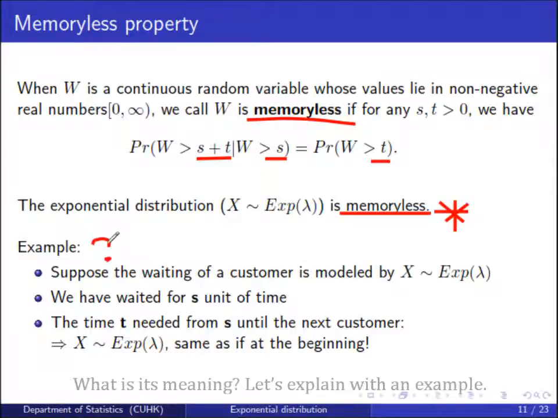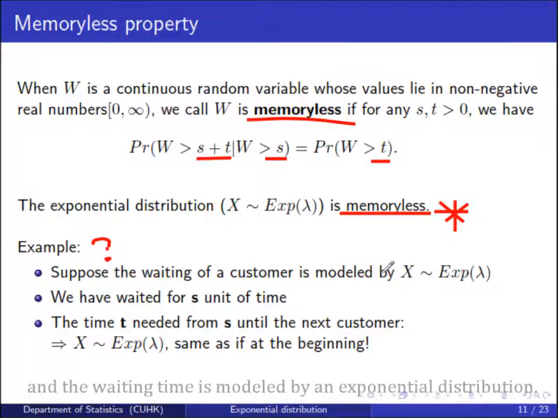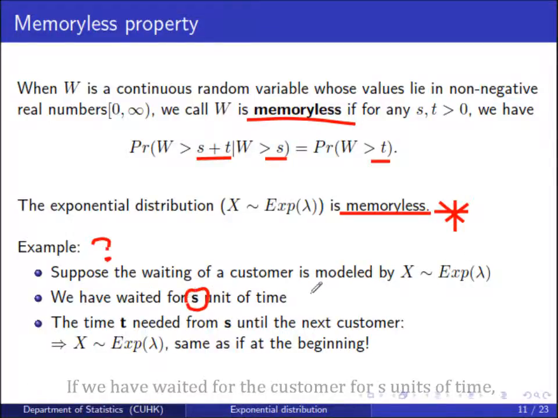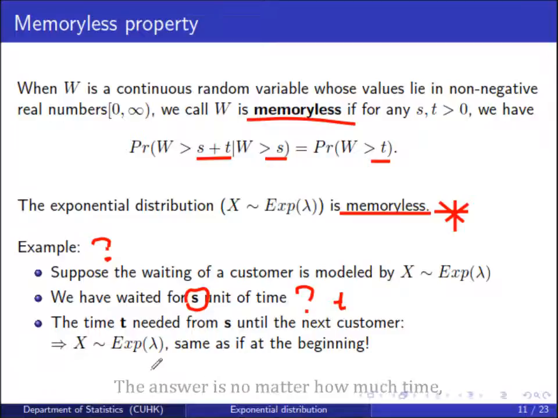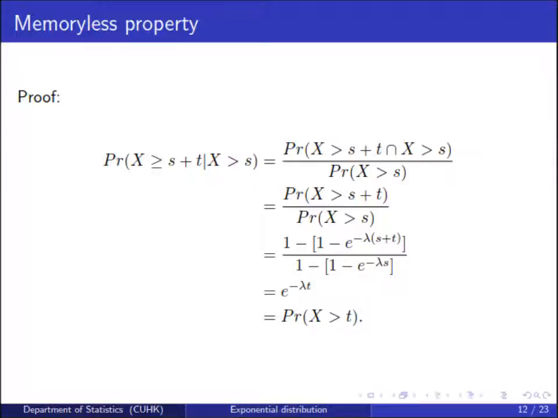What is its meaning? Let's explain with an example. Now we are waiting for a customer to reach our booth and the waiting time is modeled by an exponential distribution. If we have waited for the customer for s units of time, what is the probability that we have to wait more than t extra units of time? The answer is no matter how much time, denoted as s, we have waited, the time, denoted as t, needed from now to wait for the customer will follow the same exponential distribution as if at the beginning. In fact, we can show the memoryless property by some simple arguments and algebra. And here is the detail.